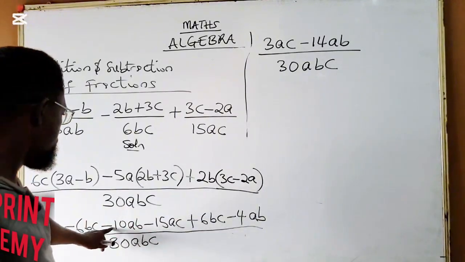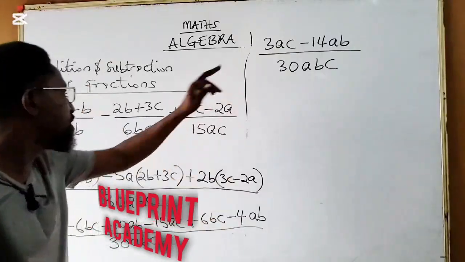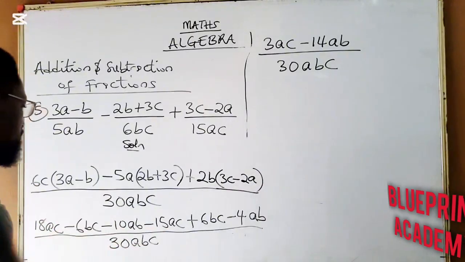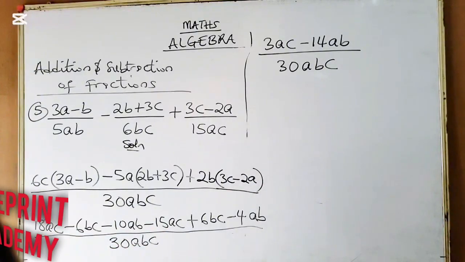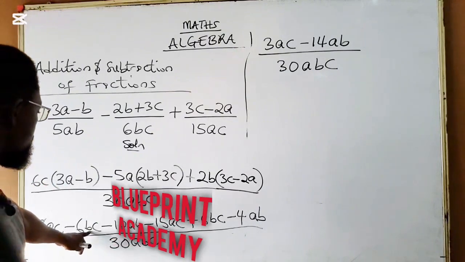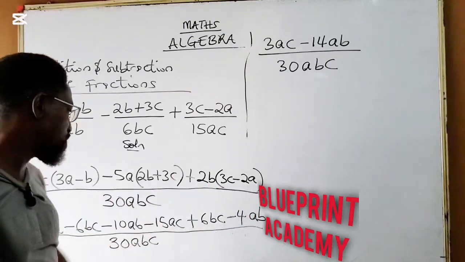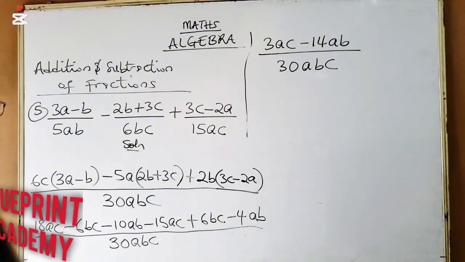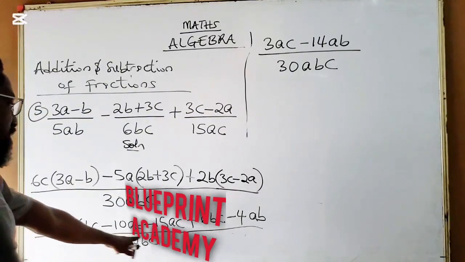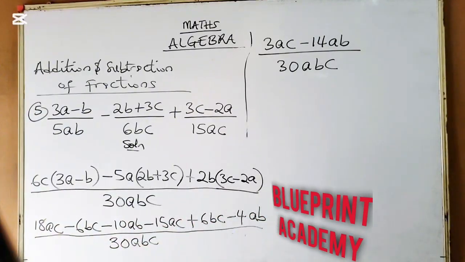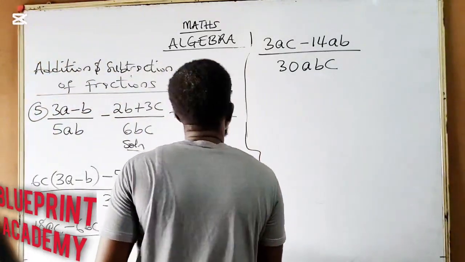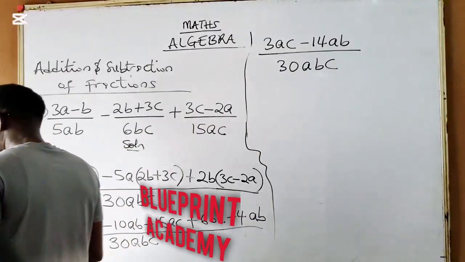Just checking. Minus 10, minus 4, that is minus 14. Then 18AC minus 15AC will give us 3AC. So 6BC, we cancel this 6BC. So minus plus, that will give minus. So the minus 10, the minus 4, that will give us minus 14. So that is the answer for that particular question.